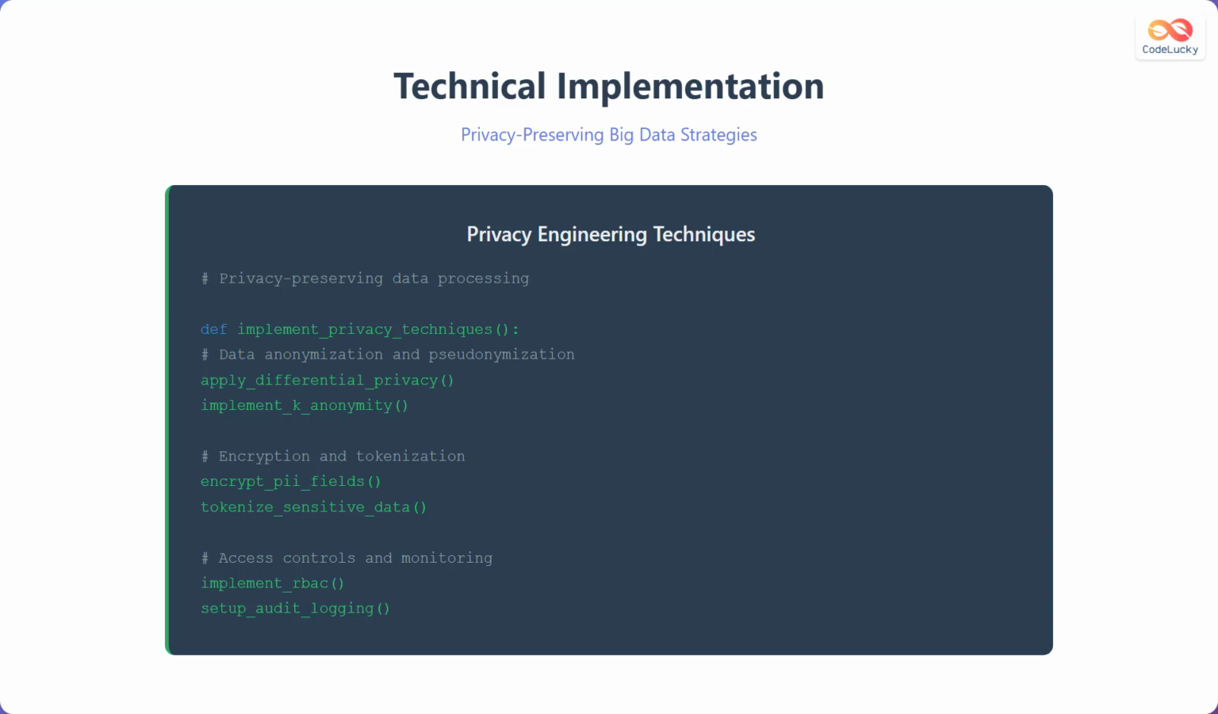Let's explore technical strategies for implementing privacy-preserving techniques in big data. To implement privacy techniques, first apply data anonymization and pseudonymization using differential privacy and k-anonymity. Second, implement encryption and tokenization by encrypting personally identifiable information fields and tokenizing sensitive data. Third, set up access controls and monitoring using role-based access control, often called RBAC, and set up audit logging.